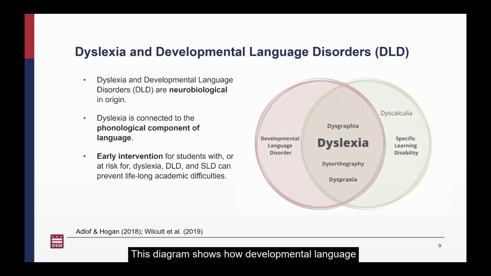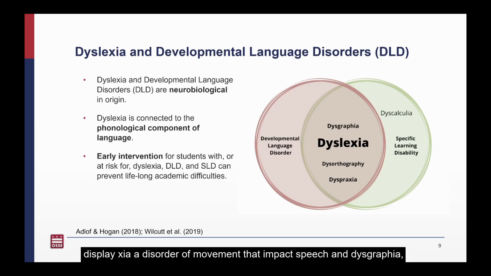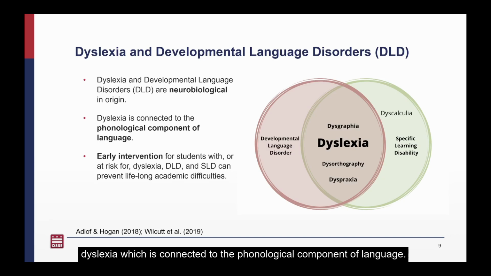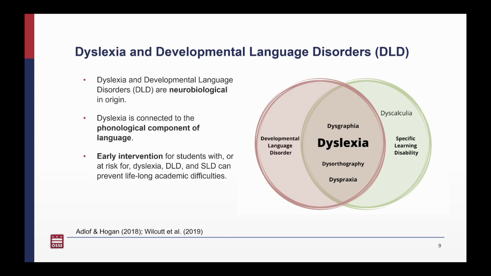This diagram shows how developmental language disorders such as dysorthography, a specific disorder of spelling, dyspraxia, a disorder of movement that impacts speech, and dysgraphia, a specific disorder that affects writing abilities and can manifest itself as difficulty with spelling, handwriting, and putting thoughts on paper, may co-occur with dyslexia, which is connected to the phonological component of language. This diagram also shows how students with dyslexia may have both DLD and SLD.